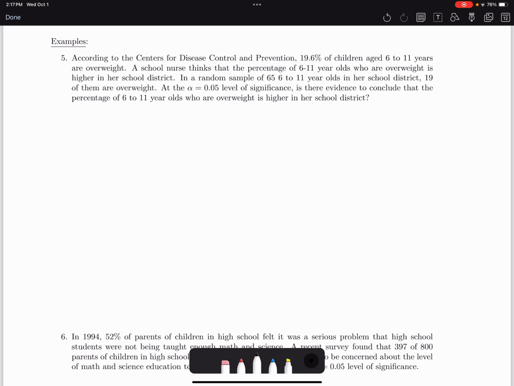Okay, this one says, according to the Centers for Disease Control and Prevention, 19.6% of children aged 6 to 11 years are overweight. A school nurse thinks that the percentage of 6 to 11-year-olds who are overweight is higher in her school district. In a random sample of 65 6 to 11-year-olds in her school district, 19 of them are overweight. At the 0.05 level of significance, is there evidence to conclude that the percentage of 6 to 11-year-olds who are overweight is higher in her school district?